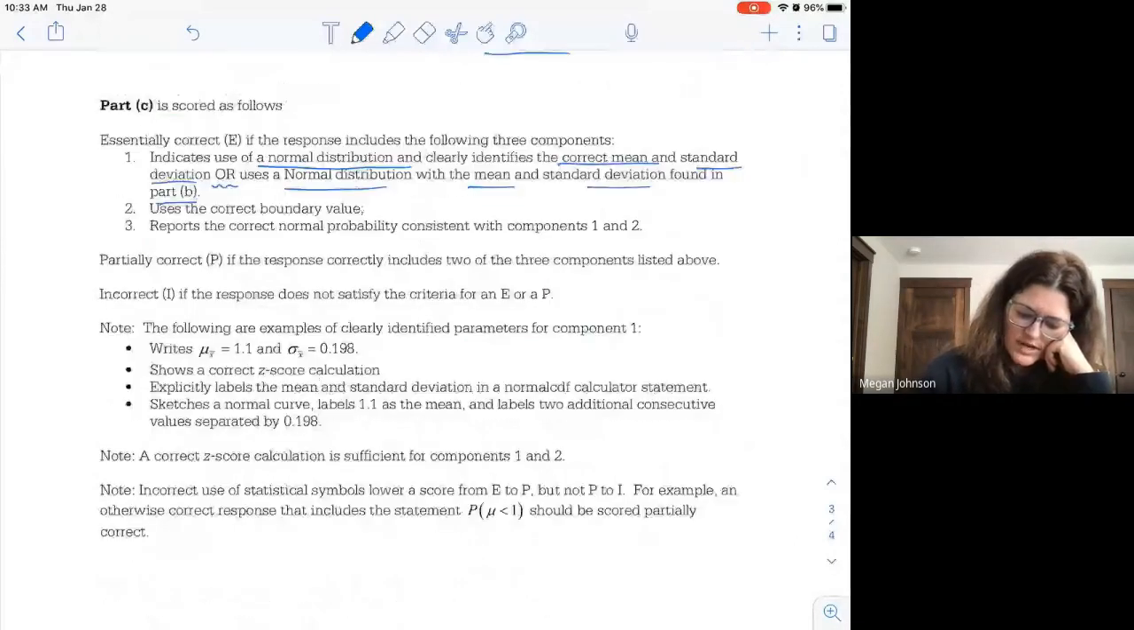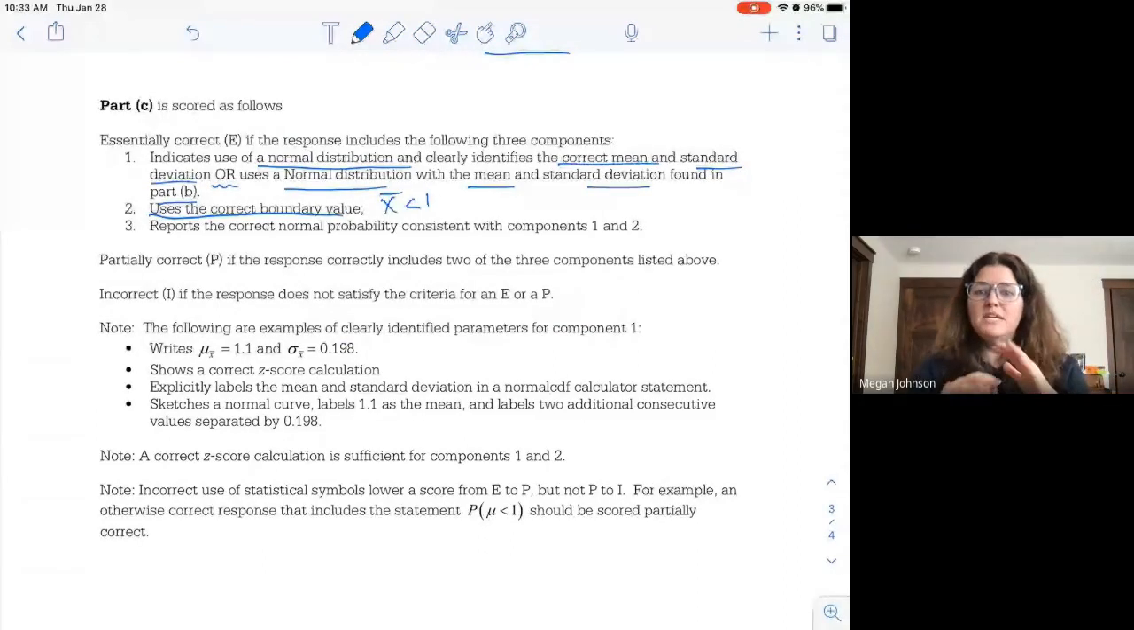Then the second one says uses the correct boundary value. That's where you're showing that you want a mean of less than 1. So that's that piece on my curve where I drew in the line and shaded to the left. Okay. In the model solution, they said, we are looking for a probability of X bar being less than 1. So using the correct boundary value is a really easy thing. But when you're drawing the curve, even when you're writing it out, it's often forgotten to be mentioned. People forget to write that out. That is a thing that they want to see. They want to see that you draw in the region that you want on the curve.